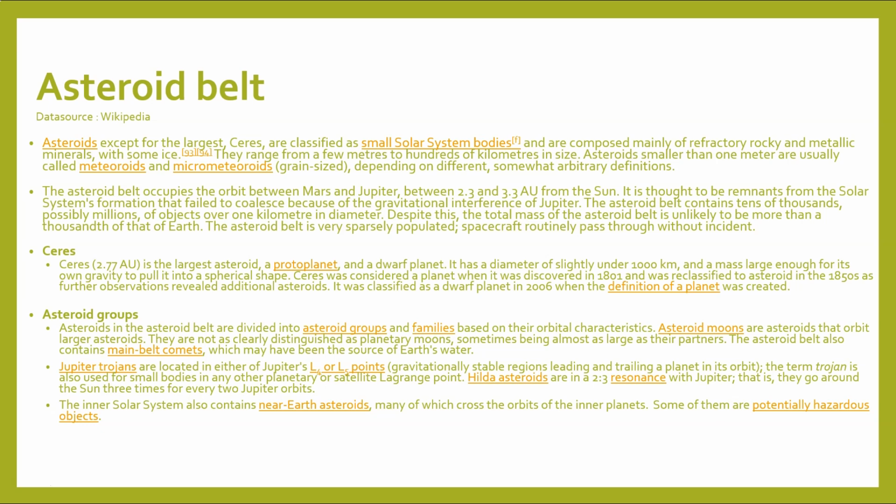Jupiter trojans are located at Jupiter's L4 or L5 points, gravitationally stable regions leading and trailing the planet in its orbit. The term trojan is also used for small bodies at other planetary or satellite Lagrange points. Hilda asteroids are in a 2:3 resonance with Jupiter, that is, they go around the Sun 2 times for every 3 orbits of Jupiter. The inner solar system also contains the near-Earth asteroids, many of which cross the orbits of the inner planets. Some of them are potentially hazardous objects.